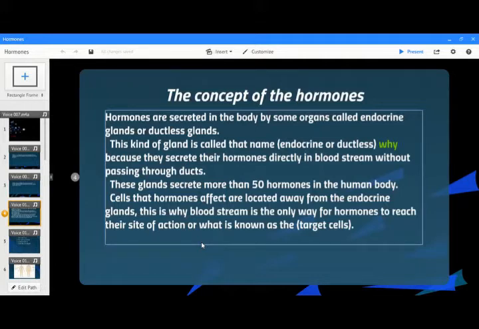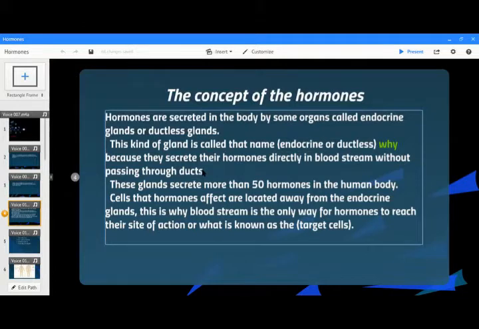It's like when you take a vaccine or an injection. This vaccine you took moves inside your blood to the target cell, to be healed from anything, or for curing or recovering. The same way, hormones are secreted in the body by some organs called endocrine glands. These glands are called that name because they secrete their hormones directly in the bloodstream without passing through tubes.